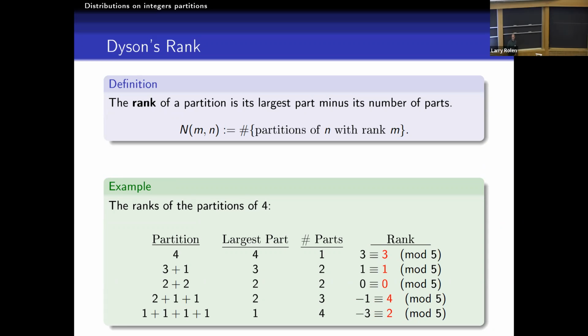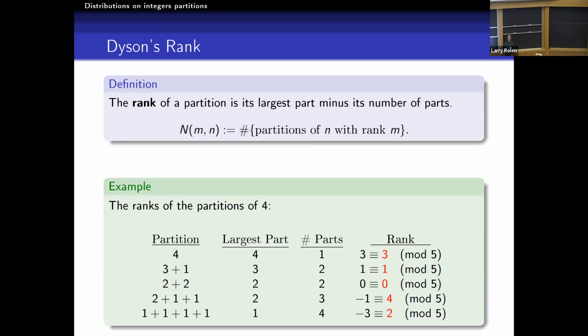An example of this: the ranks of the partitions of 4. We talked about those 5 different partitions of 4, and we're going to split those up. We take the largest part in that second column there, and the number of parts in that third column there.